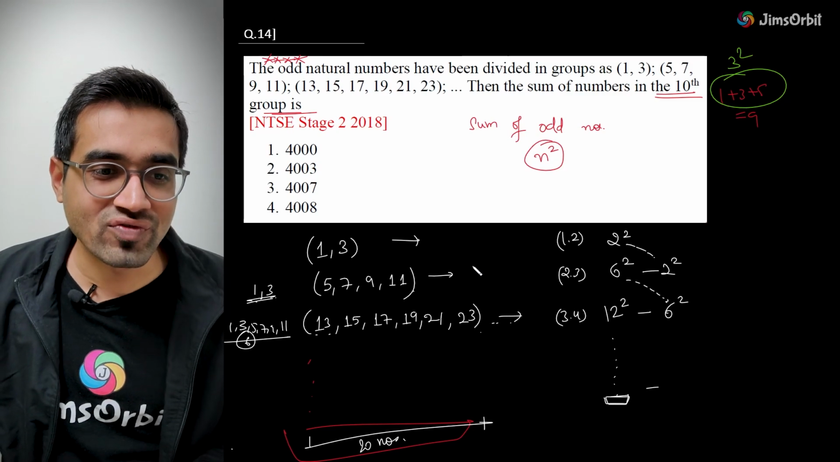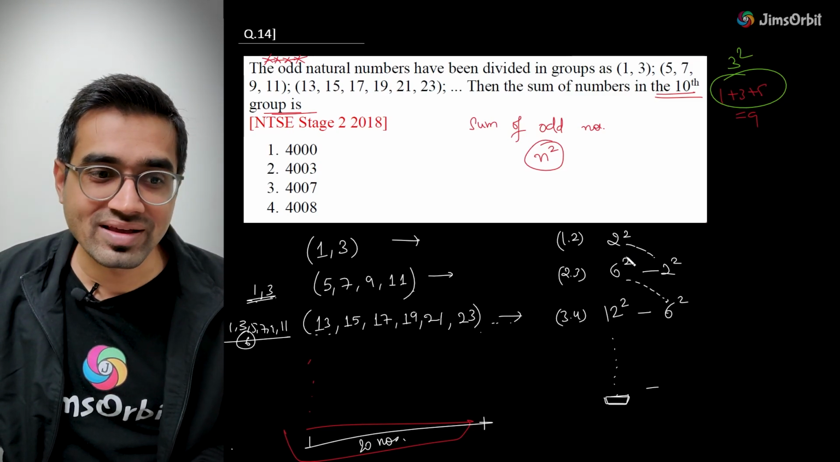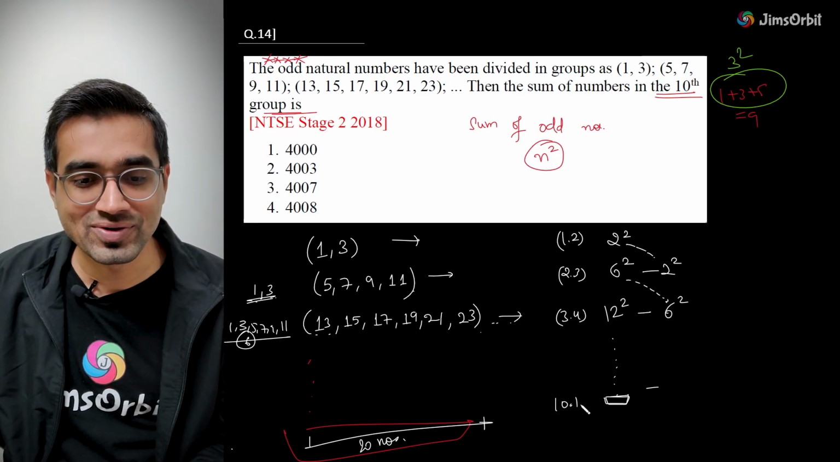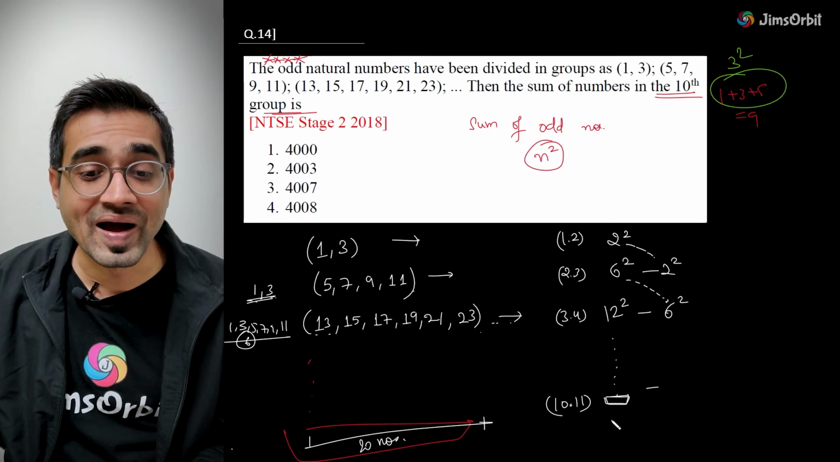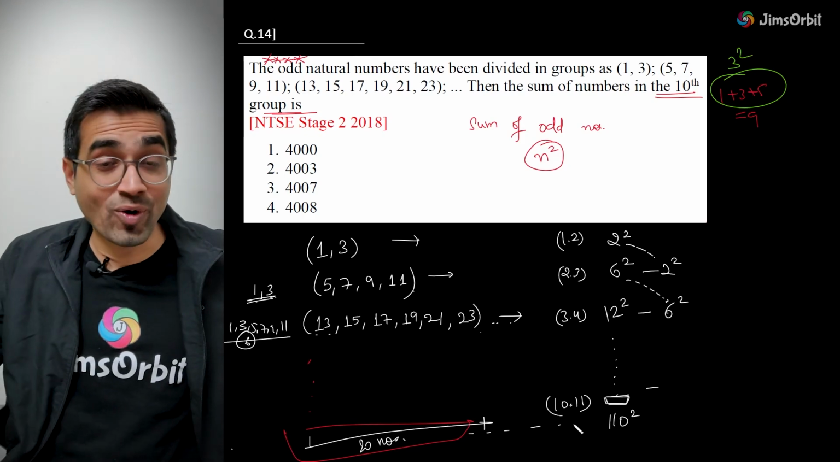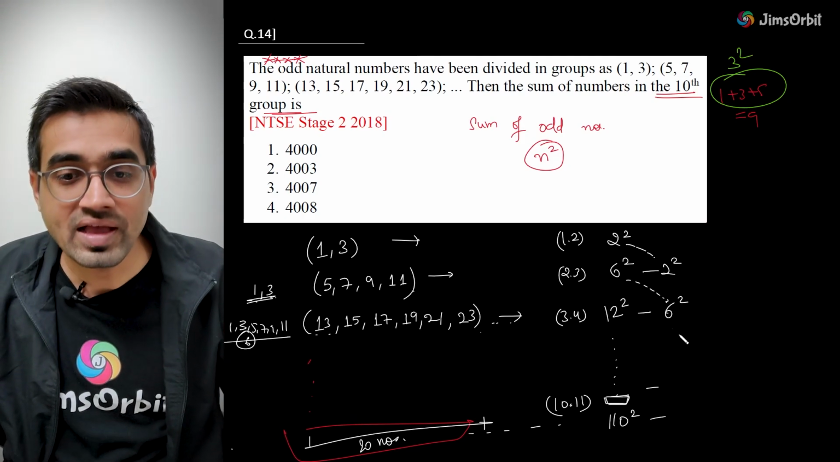This works out. So the first group has 1 into 2 square. The second group is 2 into 3 square. The third group is 3 into 4 square. So the 10th group will be 10 into 11 square. So this will be 110 square. So in the 10th group, if I count the previous ones behind and everything, there will be a total of 110 square.